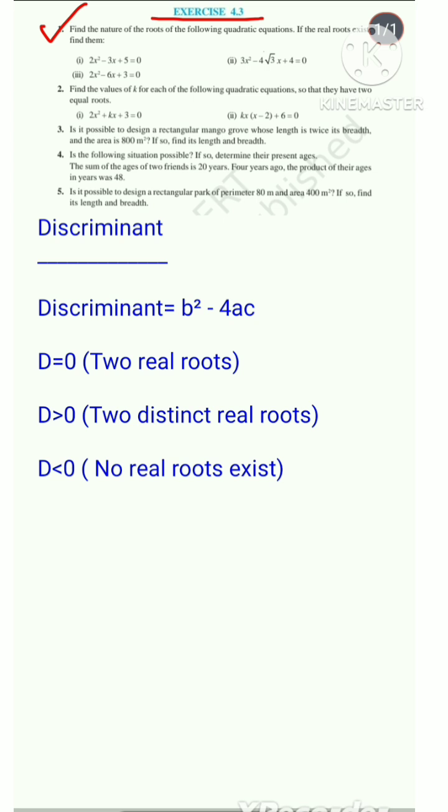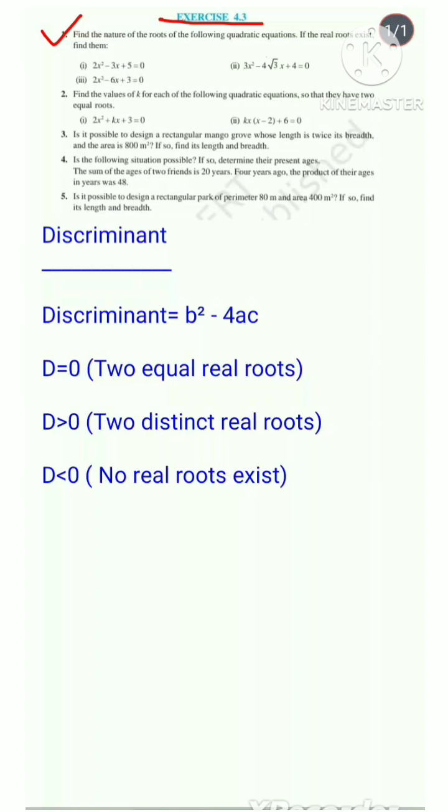Anyway, let me remind you: the discriminant helps us identify whether a quadratic equation has two distinct real roots, two equal real roots, or no real roots, without actually solving the equation, right? And for finding the discriminant, we have this formula. By using this formula, firstly we will find the discriminant, and according to the discriminant thus obtained, we can easily determine the nature of roots, right?